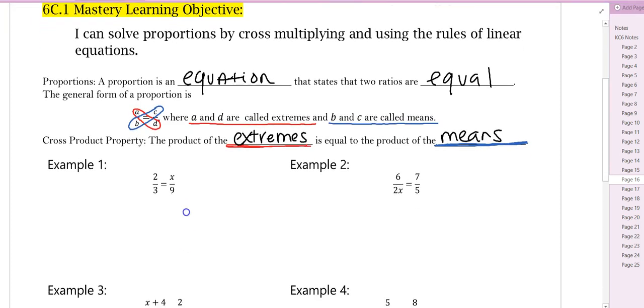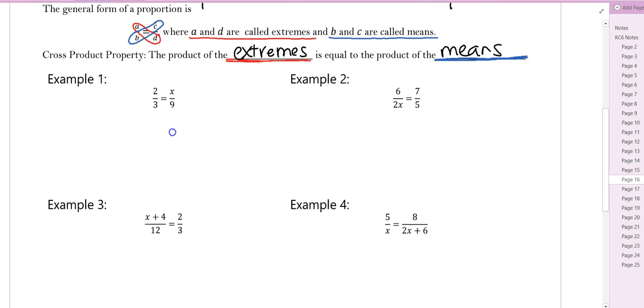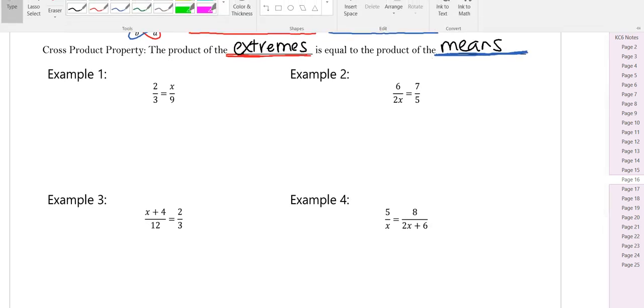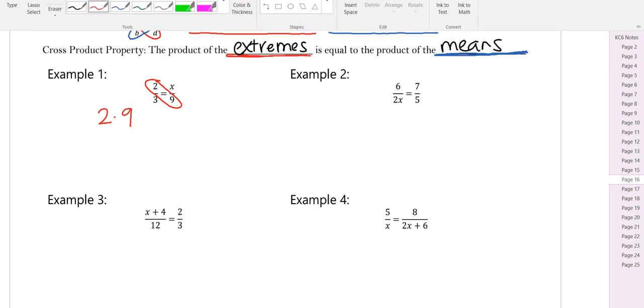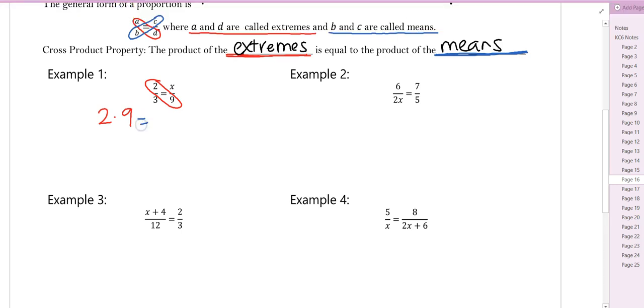So when I'm looking at some of these examples, like example number 1, you're going to do just that and cross multiply. So when you cross multiply, I'm going to go ahead and do my extremes. It does not matter the order in which you multiply them either. So I'm going to say 2 times 9. That's going to equal my means there, which would be 3 times x. So now when I simplify this, 2 times 9 is 18. This is going to equal 3 times x, which is 3x.